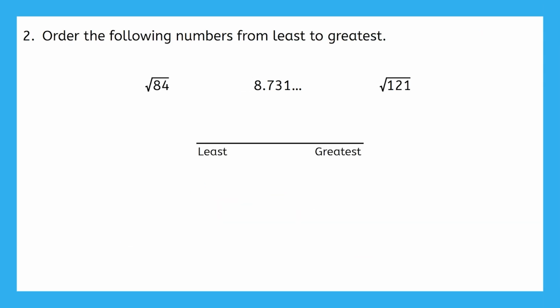Now that we've practiced comparing two numbers, let's try comparing 3. Use the same strategies we used to compare two numbers to order these 3 numbers from least to greatest. Again, you can plot them on a number line to help. Pause the video here to try this in your guided notes.